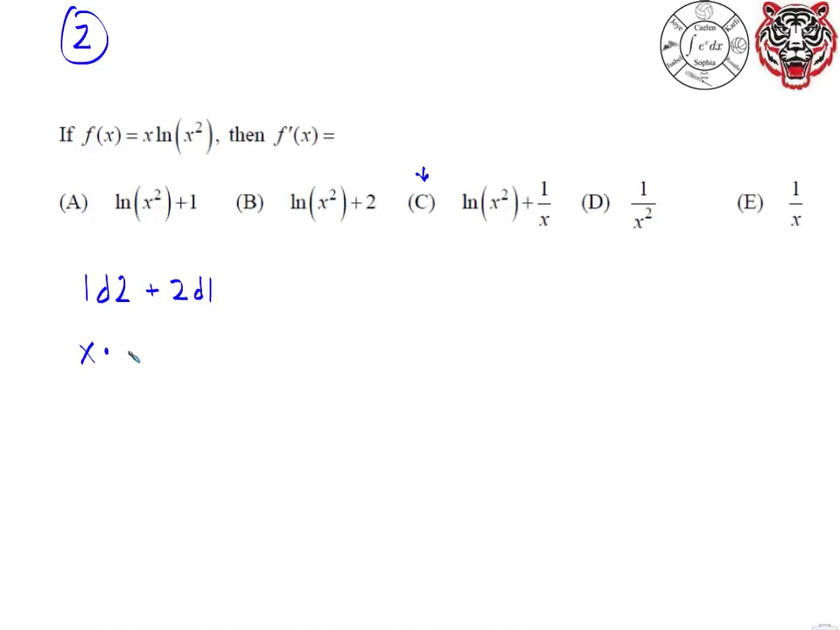I got 1 over X squared. 1 over X squared. Don't forget about dinner. Oh, times 2. Almost right. So d outer was, I agree, 1 over X squared. But now here's the inner. So d inner is, yeah, there you go, 2X. Perfect. And now this is going to be added to 2d1, and 2 is pretty easy. It's just natural log of X squared.